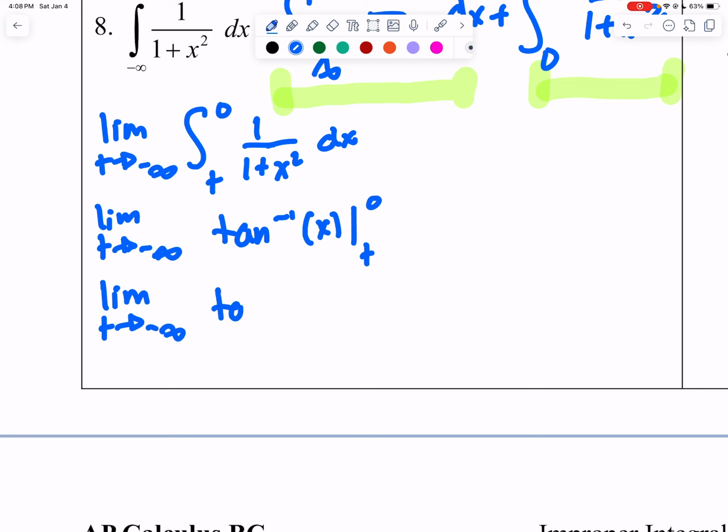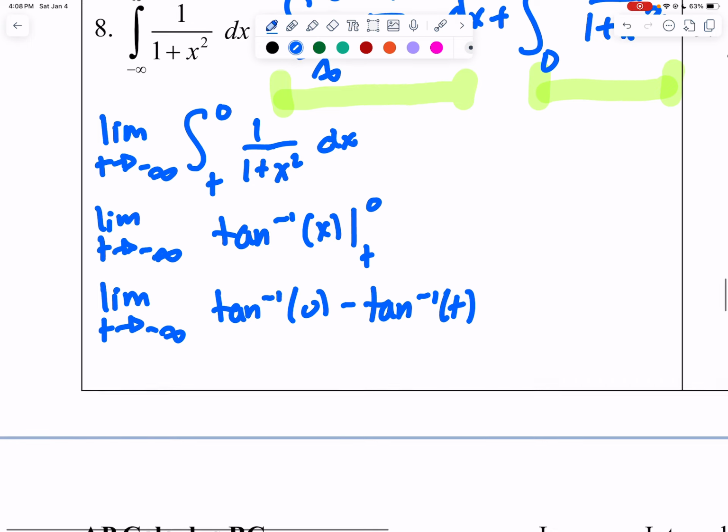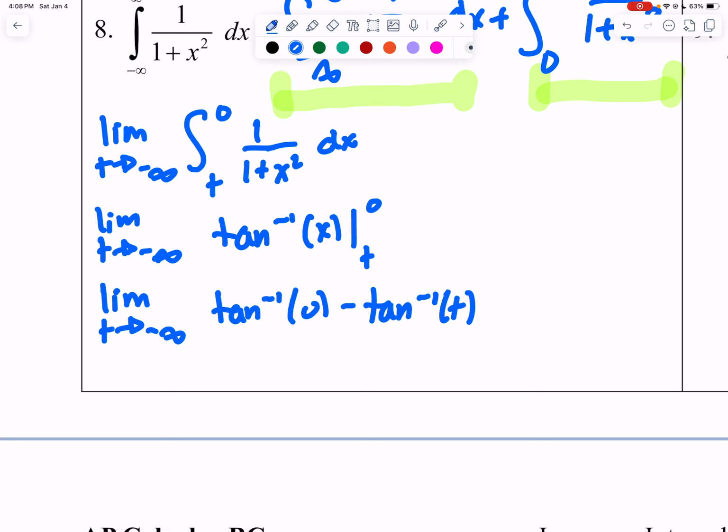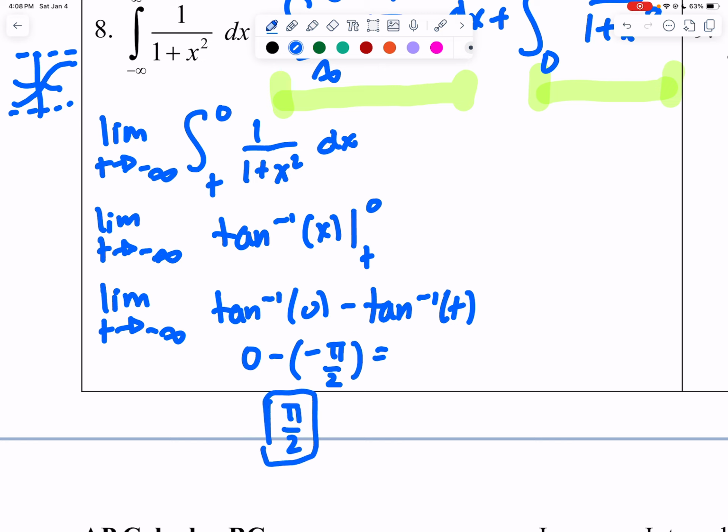So then I have inverse tangent of 0 minus inverse tangent of t. Now, if I'm approaching negative infinity here, you guys also need to understand what inverse tangent looks like in terms of a graph. Remember that inverse tangent looks like this right here, where I have asymptotes at pi over 2 and negative pi over 2. And since I'm approaching negative infinity, this tells me that I'm going to have 0 minus negative pi over 2, which gives me an answer of pi over 2 for my first integral.